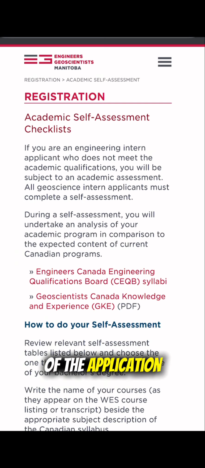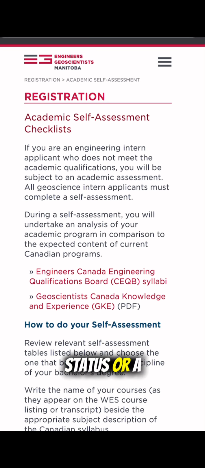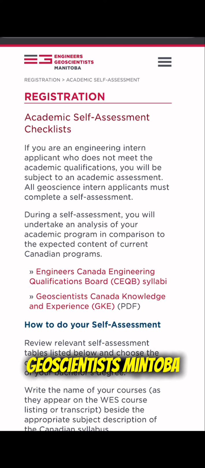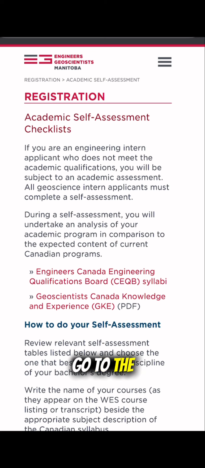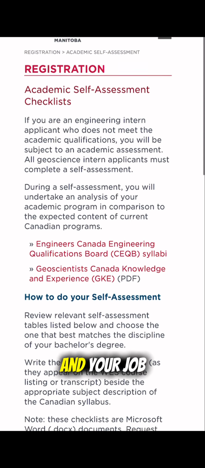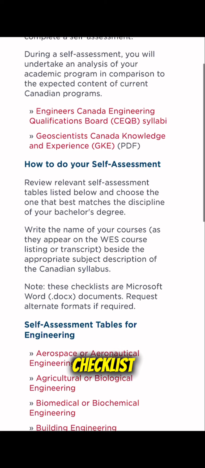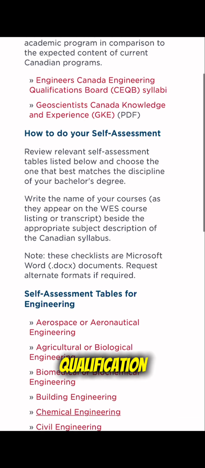It's part of the application process for those that want to apply for engineering in training status, or geoscientist in training, or member in training, as the case applies. So we're using Manitoba as an example for this, and the regulator is Engineers Geoscientists Manitoba. So when you go to the web page, you have all the information that you need, and your job here is to go through it and check the checklists based on your qualification.